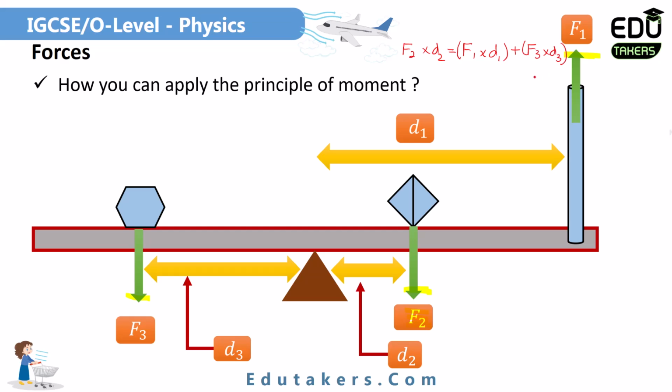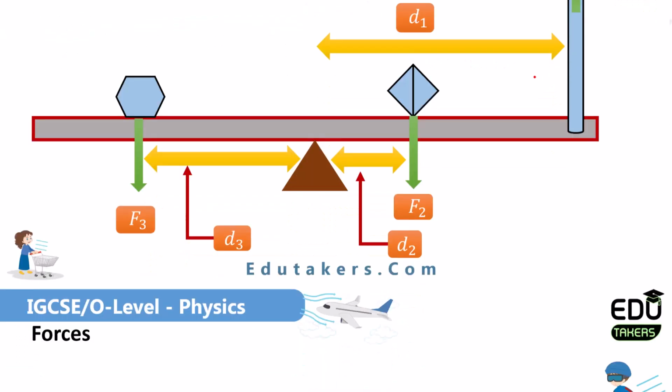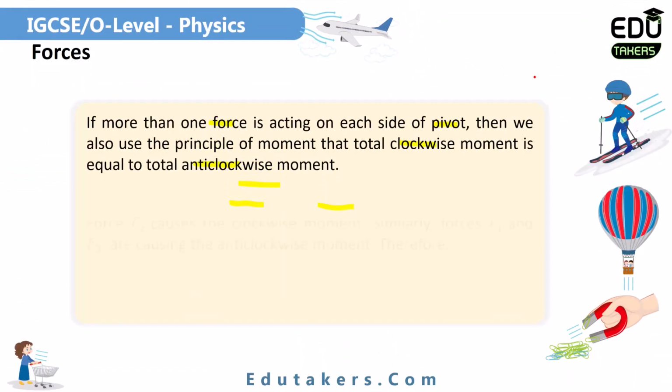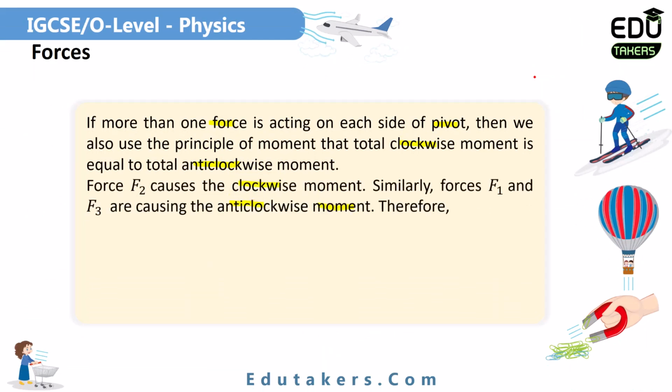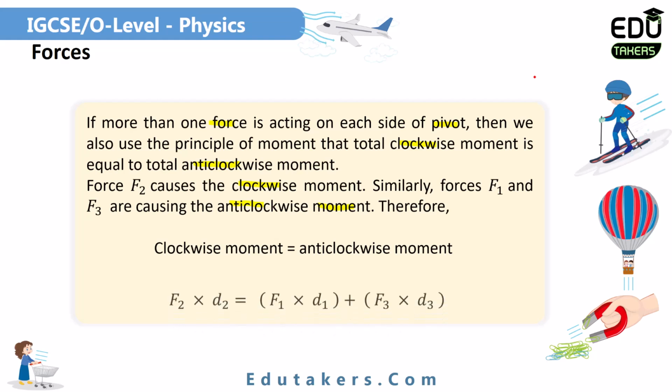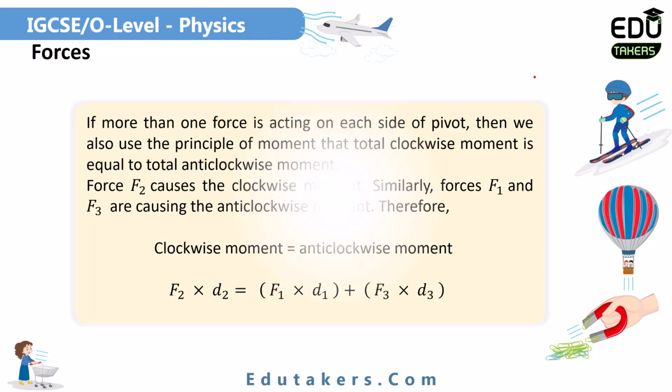So in this way you can easily apply the principle of the moment. You can also see here the force F2 causes the clockwise moment, while the forces F1 and F3 cause the anti-clockwise moment. Therefore, according to the principle of the moment, the clockwise moment is equal to the anti-clockwise moment. Then put in the values according to the clockwise and anti-clockwise moments.